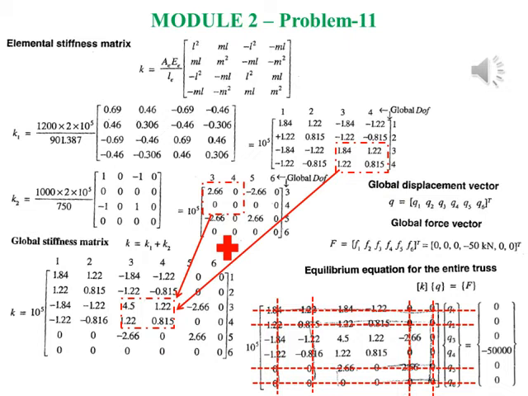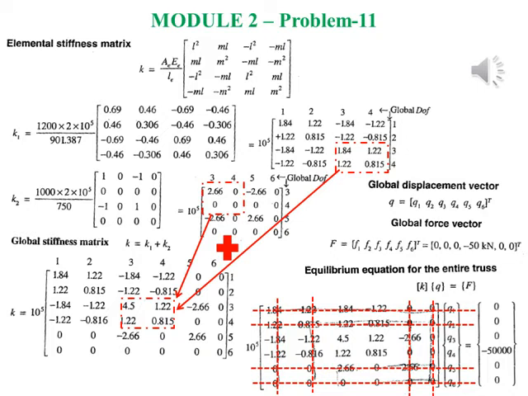Similarly, global force vectors, we have F1, F2, F3, F4, F5, F6. So F1 and F2 are the loads acting on node number 1 in x-axis and y-axis respectively. F3 and F4 are the loads acting on node number 2 in x-axis and y-axis respectively. F5 and F6 are the loads acting on node number 3 in x-axis and y-axis respectively.